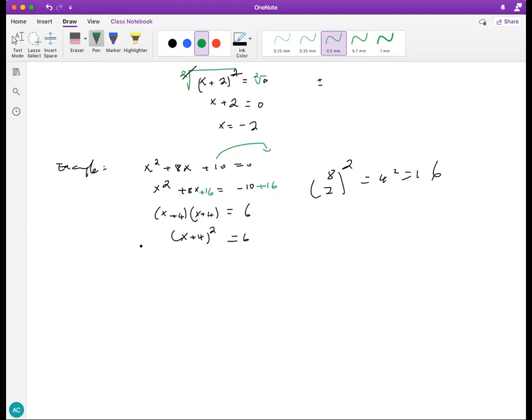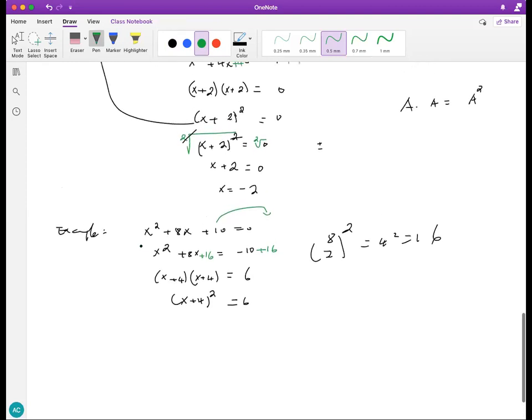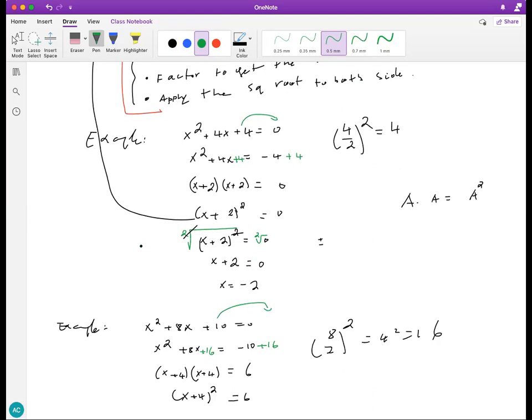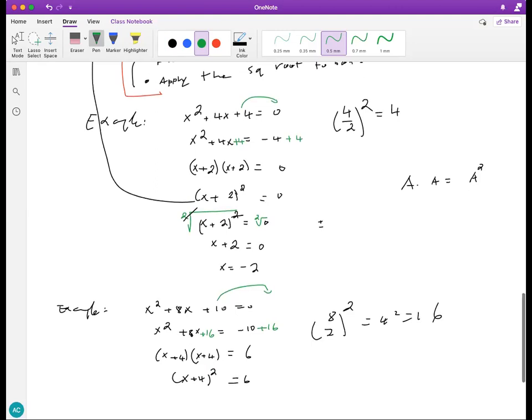X plus 4 equals 0. No. Oh, we have to just do the same thing. We're just going to take the square from this and the 6 too. Yes. So it's going to be x plus 4 equals 2 squared 3. Already did. That's right. So again, this method is completing the square.